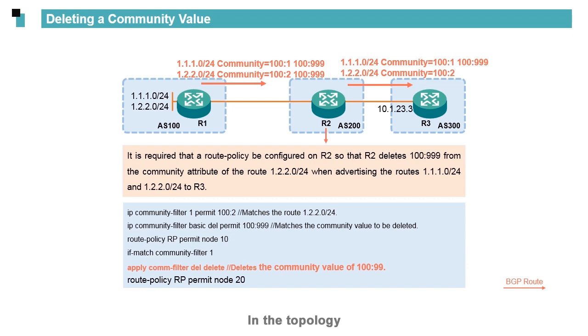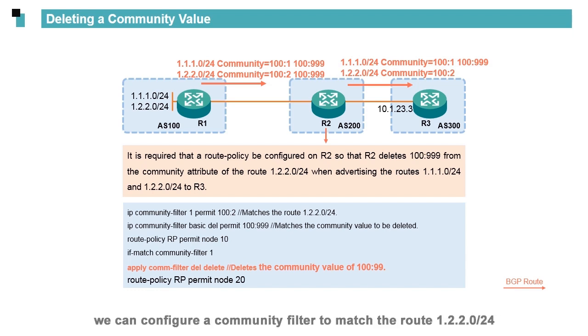In the topology, R2 receives two routes, 1.1.1.0/24 and 1.2.2.0/24, with the two community values from R1. It is required that a route policy be configured on R2 so that R2 deletes 100:999 from the community attribute of the route 1.2.2.0/24 when advertising the two routes to R3.